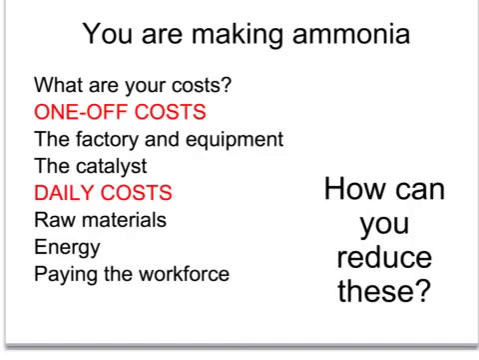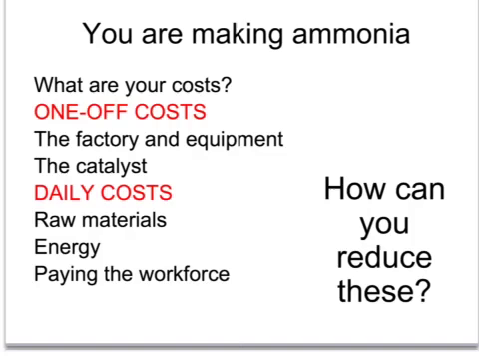Imagining that you were making ammonia for a living, you've got to consider your costs. Your one-off costs will be the factory and the equipment within it and the cost of that equipment, and also the catalyst, which I guess can be used again and again. You'll also have daily costs, buying in your raw materials of nitrogen and hydrogen, your energy costs to maintain the high temperatures and high pressures for the process, and paying the workforce, in other words the wages bill.